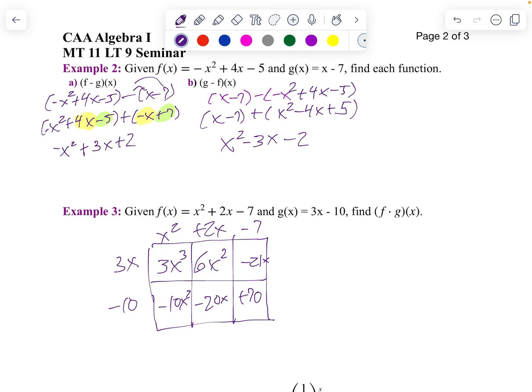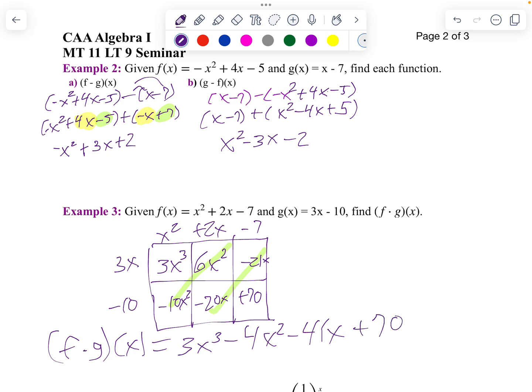And I've got, so I'll say f times g of x. I'll get 3x cubed. And if I go 6x squared minus 10x squared, that's negative 4x squared. Negative 20x minus 21x is negative 41x. And plus 70. And there's our answer.